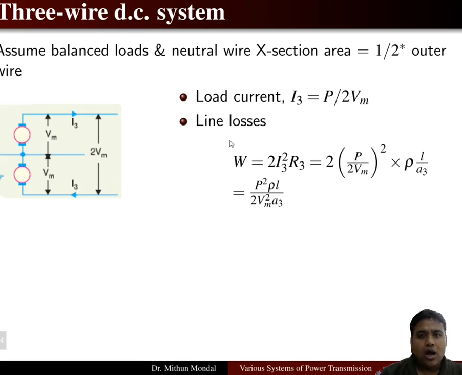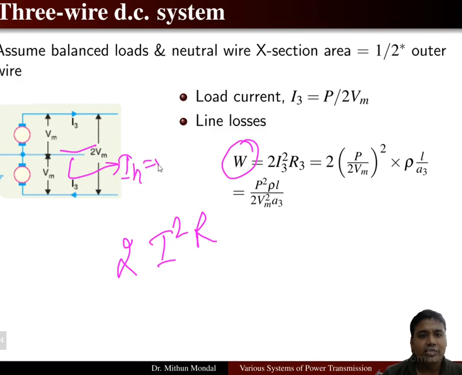Now, how do you determine the losses? Again, we will determine the loss as I square R. How many conductors are there? You have 2 conductors, and plus you have a conductor here, but here there is no current flowing. Here the neutral current is 0 because the system is balanced. So there will be no losses. So here 2 times your third case is there, so make it R3.